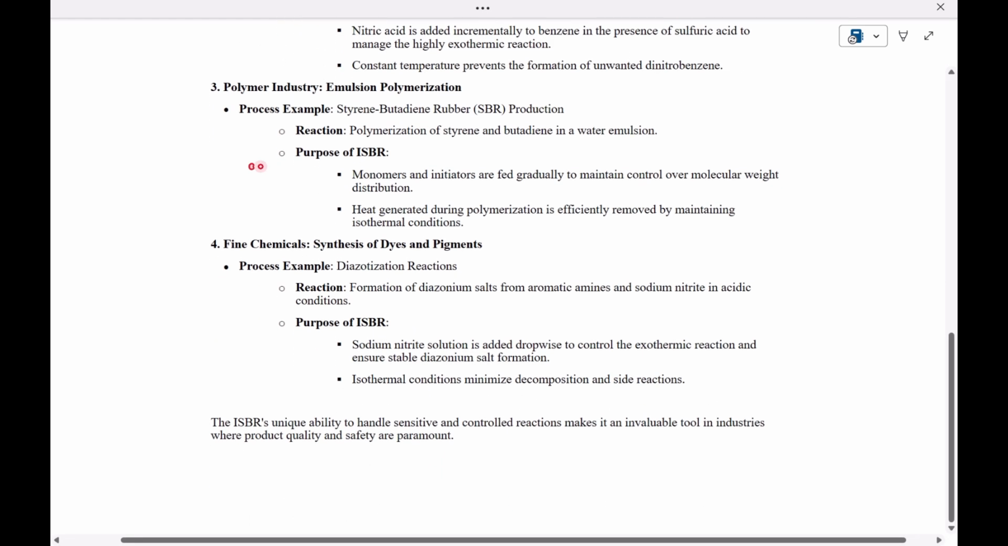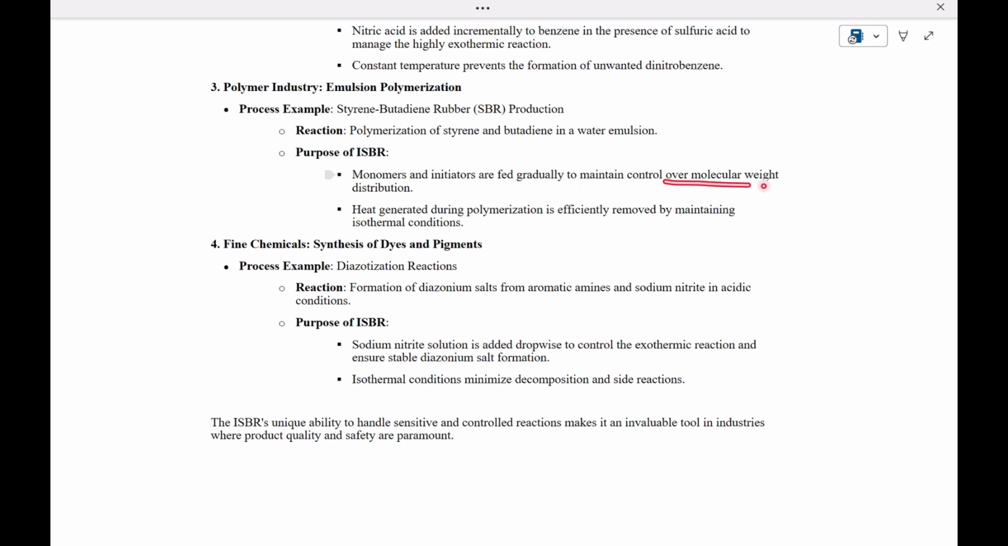If you look into the purpose of ISBR, monomers and initiators are fed gradually to maintain control over the molecular weight distribution. And here heat generated during polymerization is efficiently removed by maintaining isothermal condition.